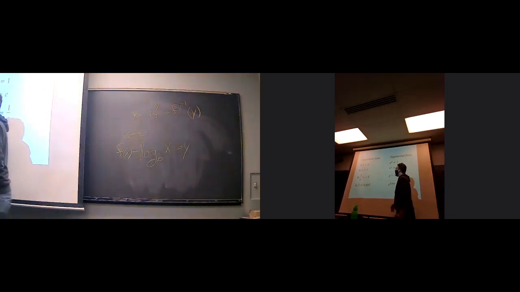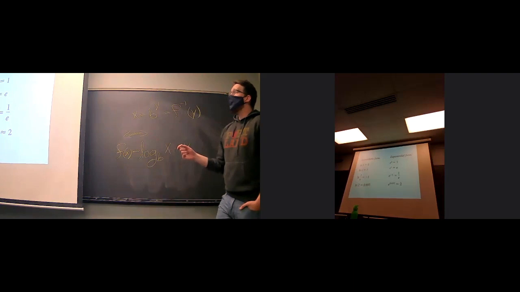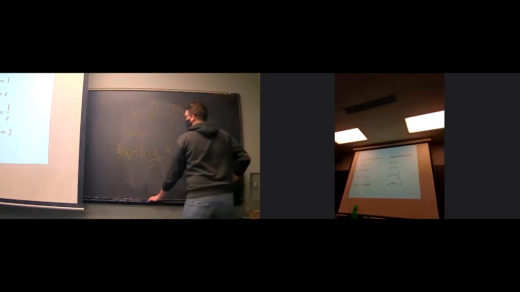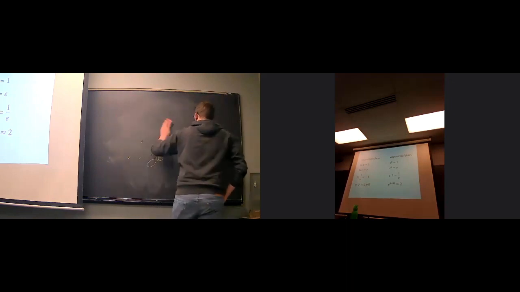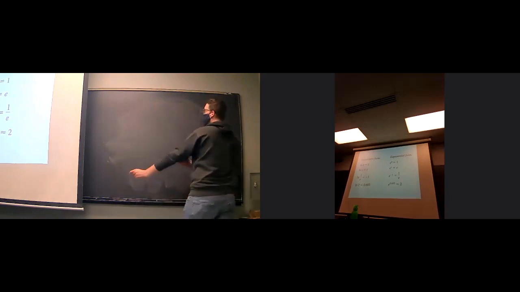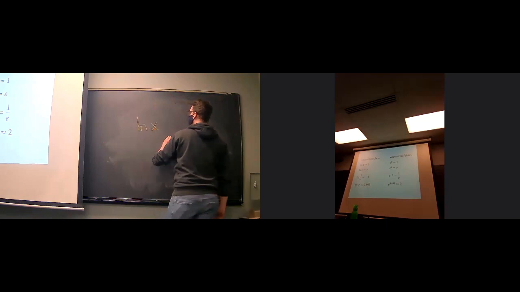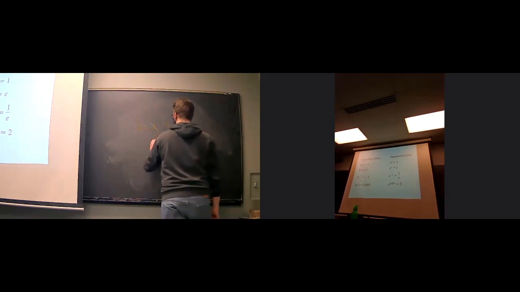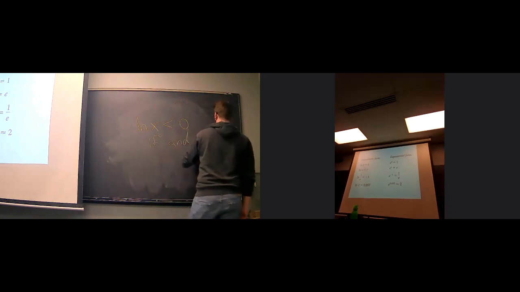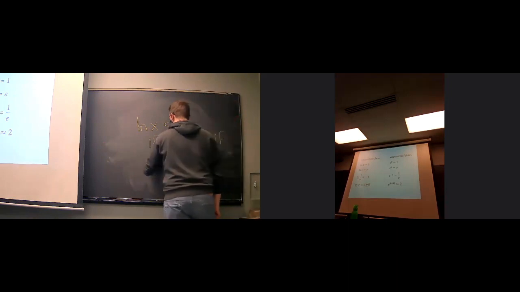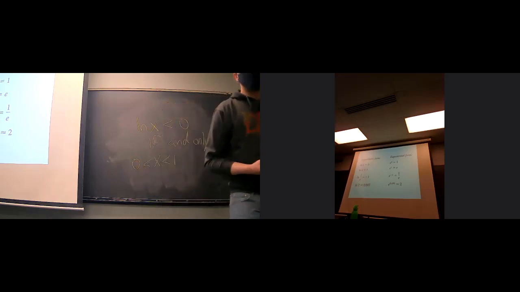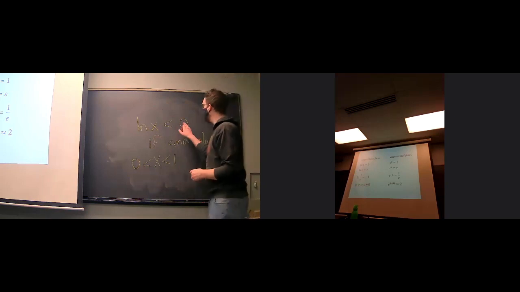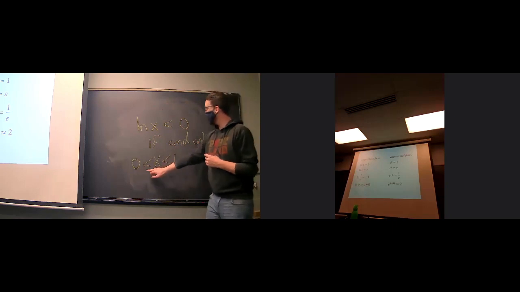Anytime you put a number through the log of anything, in the case of ln, let me say it like this. The ln of any number is going to be less than zero if and only if that number is between zero and one.